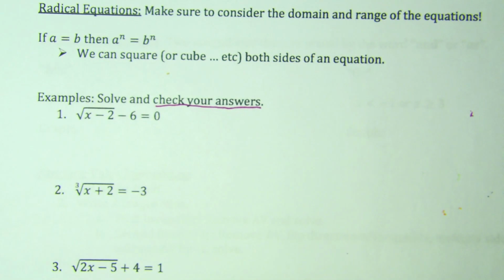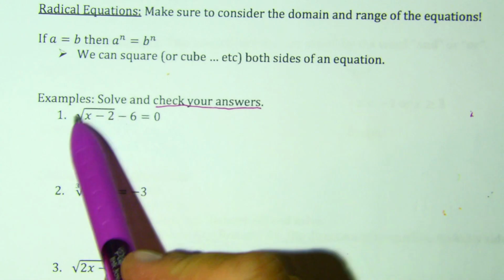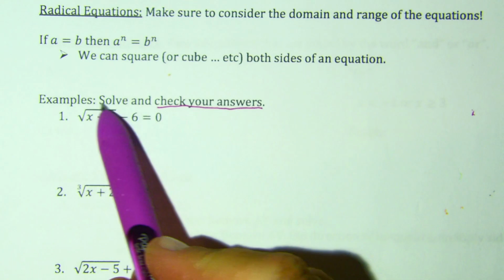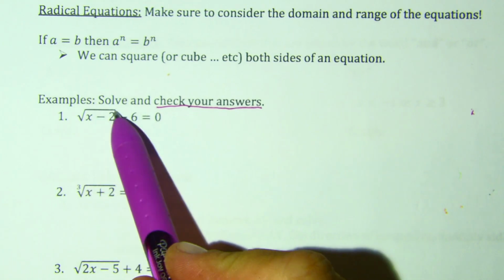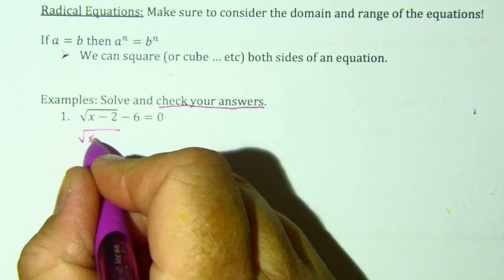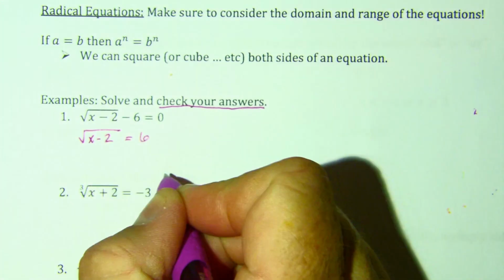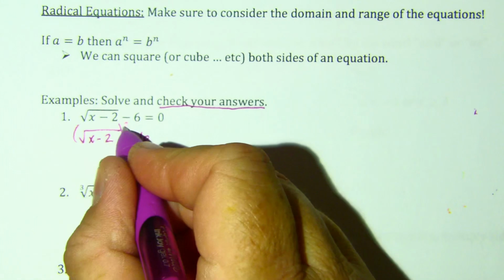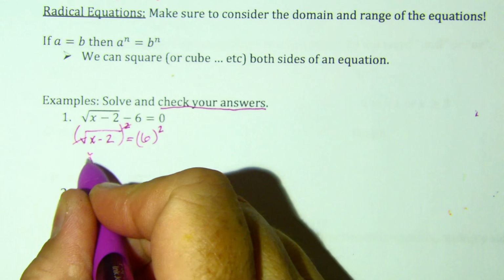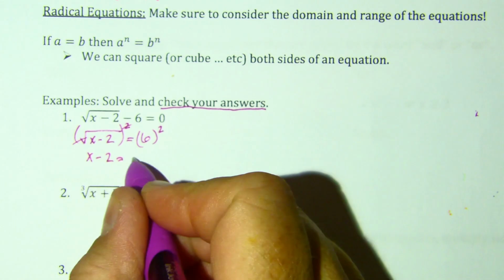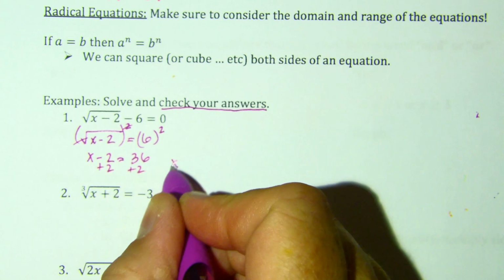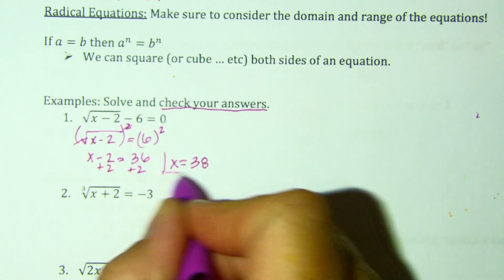So what we're going to be doing here is we're going to try and get the root by itself and then square both sides. So the first thing I want to do is get this square root by itself. So I'm going to add 6 to the other side. And now I can square both sides to undo that square root. So those undo one another. And I have x minus 2 is equal to 36. Adding 2, x is equal to 38.